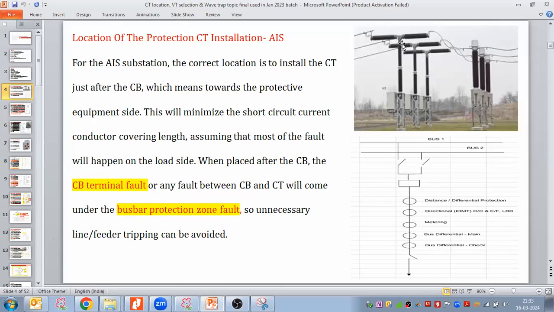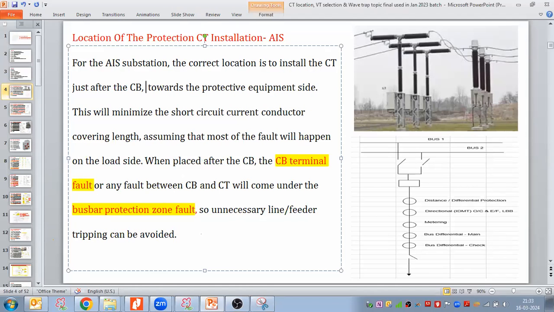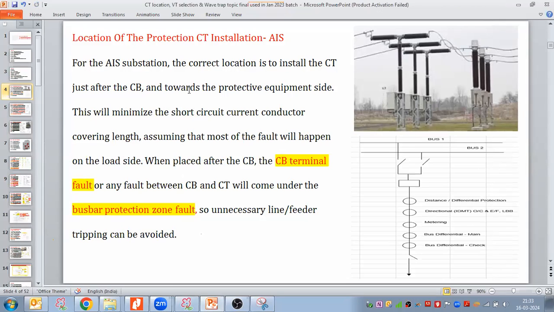This CT is here, and the breaker is here. This is a 400 kV circuit breaker. This is the current transformer, CT, over here. So just install the CT just after the breaker, which means towards the protective equipment side.